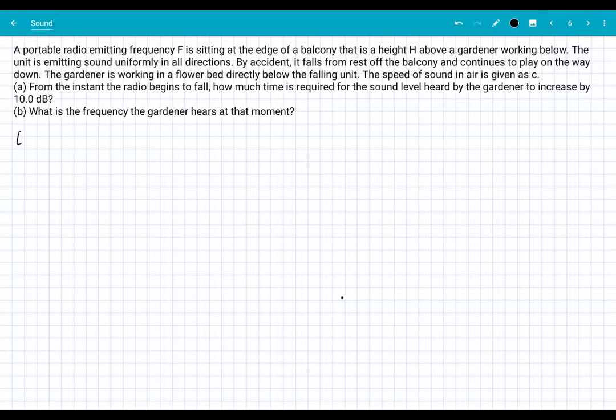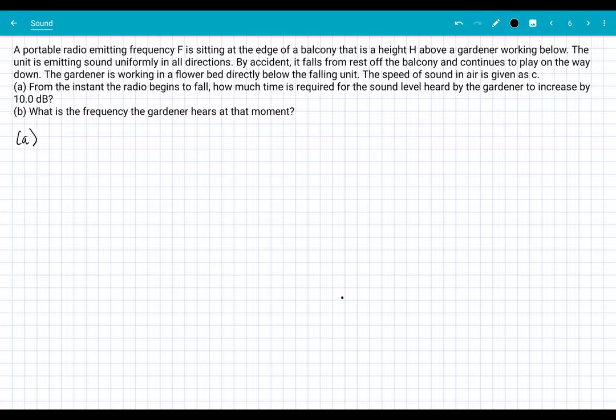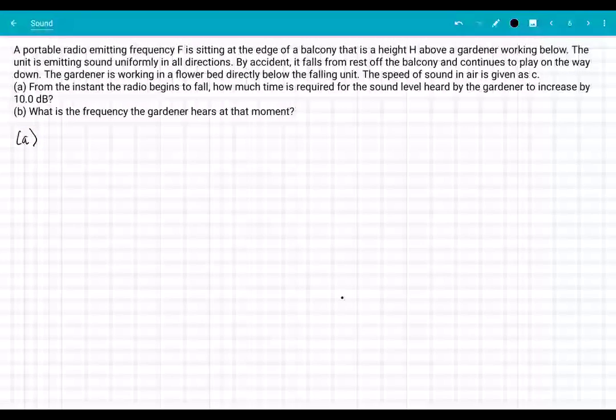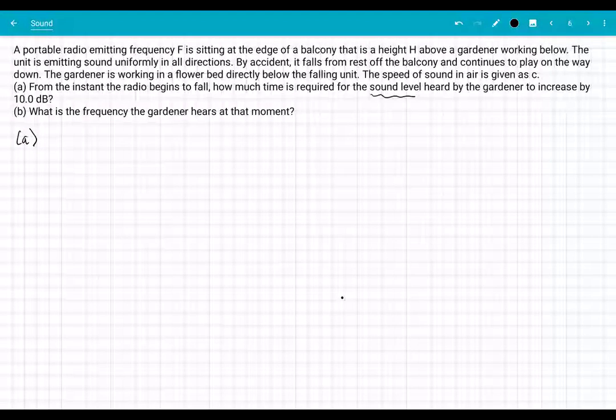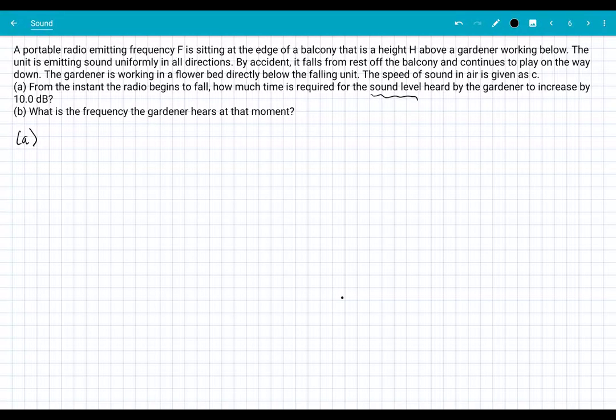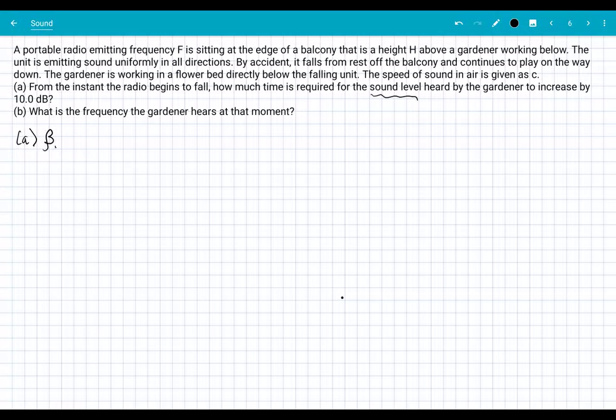So part A, we're told something really important here. How much time is required for the sound level to increase by 10 decibels? So right away, I'm going to try to write that into an equation form. And this is sound level, right? Notice this is not intensity. This is about the sound level, which has units of decibels. So final minus initial sound level, we use the letter beta for that, is given as 10 decibels.